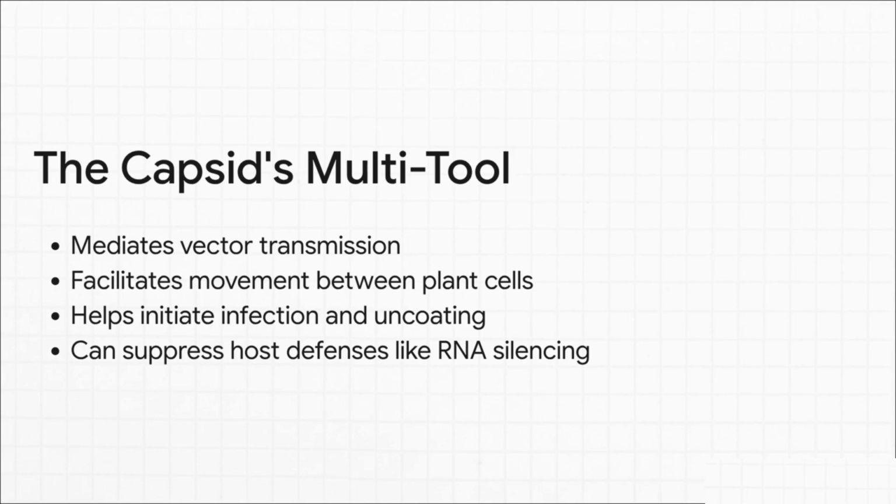But this suit of armor is way more than just protection. The capsid is like a Swiss Army knife. It's the handle that an insect, like an aphid, uses to carry the virus. It's the key that lets the virus move between plant cells. It even knows the exact right moment to pop open and release the blueprint. Oh, and it can also fight back, shutting down the plant's own defenses. This thing is a seriously sophisticated piece of tech.